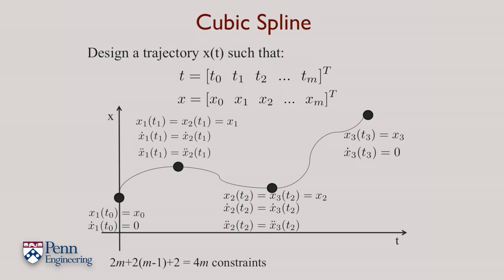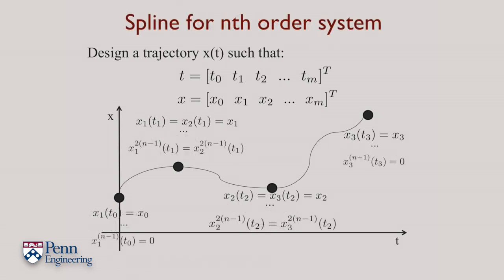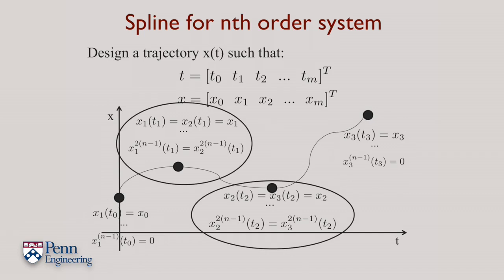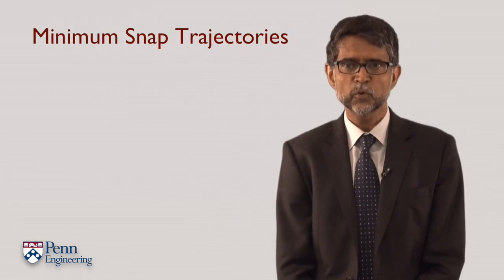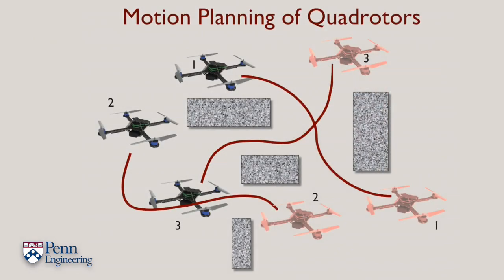This basic idea can be generalized to nth-order systems. We have to specify appropriate boundary conditions in the beginning and in the end, and we have to specify intermediate boundary conditions. And these intermediate boundary conditions specify continuity up to the 2 times n-1th order derivative. This leads us to minimum snap trajectories where n is equal to 4. We're now ready to solve the motion planning problem for quadrotors using minimum snap trajectories.